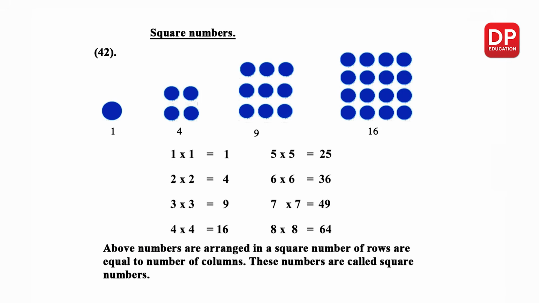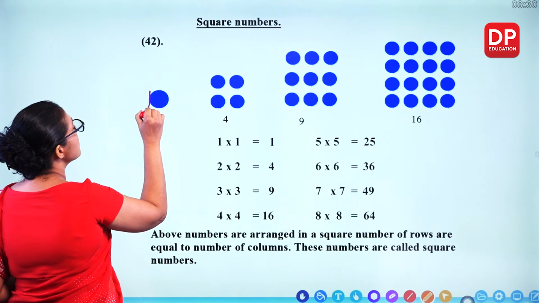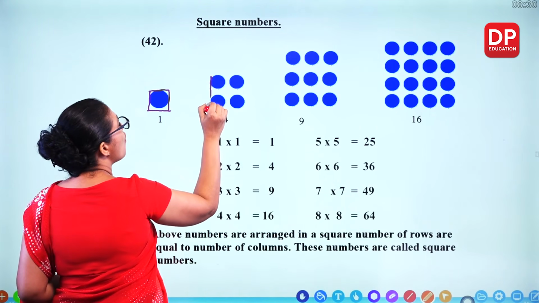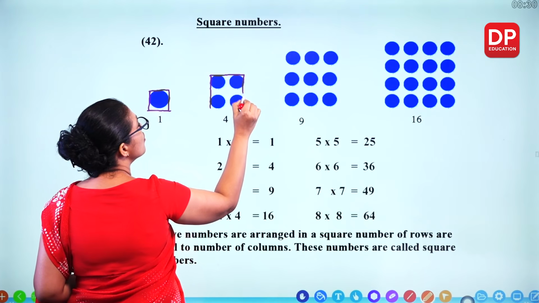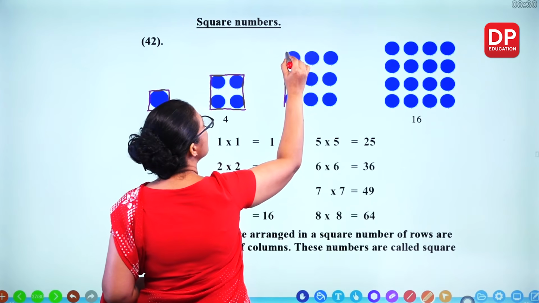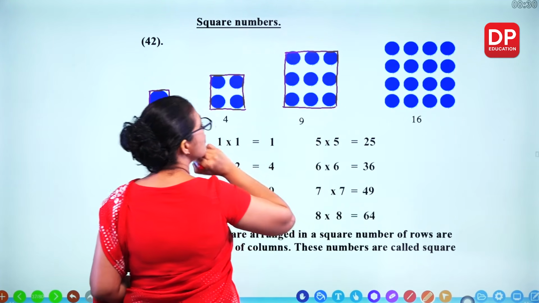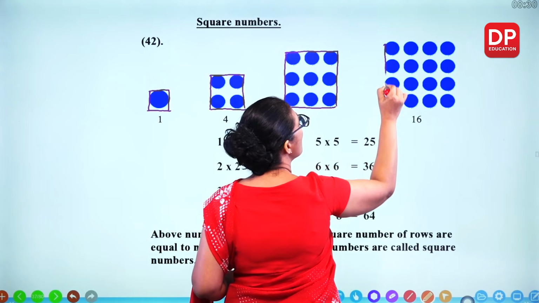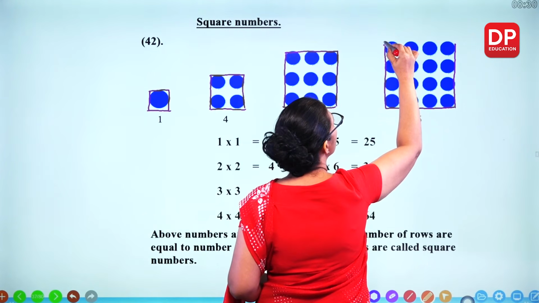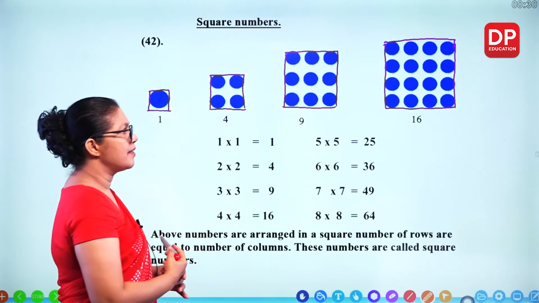Now we'll look at what are square numbers. So 1. When you take 1, you can make a square like this. So that's a square. 4, 2 by 2, you can make a square. 3 by 3, you get 9. So again another square. 4 by 4, again this is a square. You get 16 circles inside.